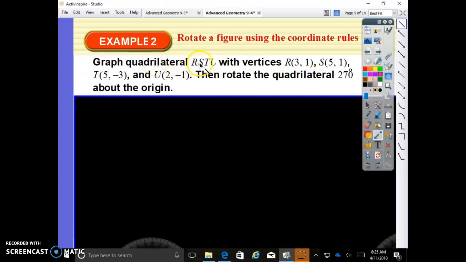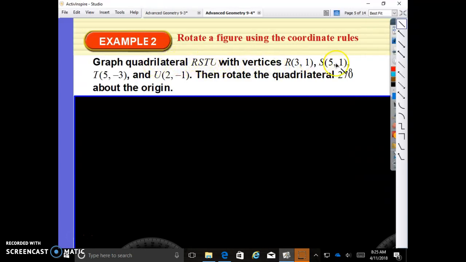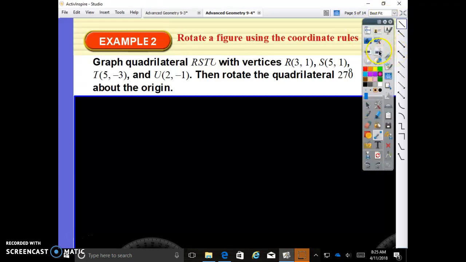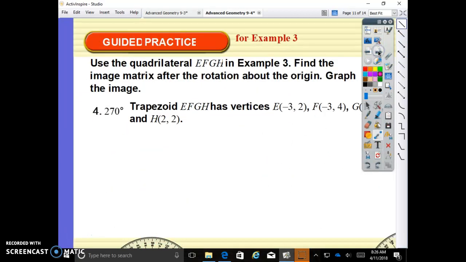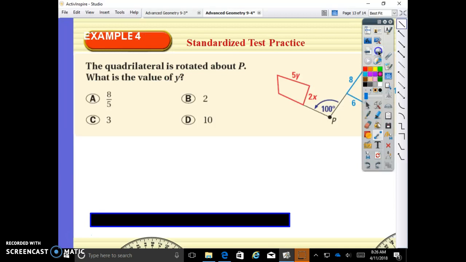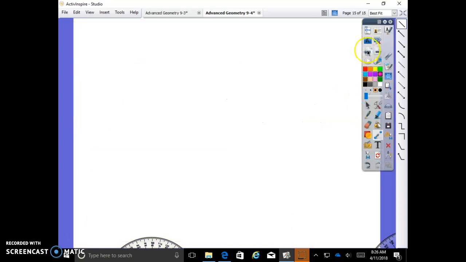All right, so graph the quadrilateral RSTU with the following vertices, then rotate the quadrilateral 270 degrees about the origin. So instead of having to take out your protractor and making this somewhat annoying of a process, we do have some rules that you can implement instead. So I want to go over to my rules. I think I have them written. No, I do not. Okay, interesting. So we are going to write the rules now.